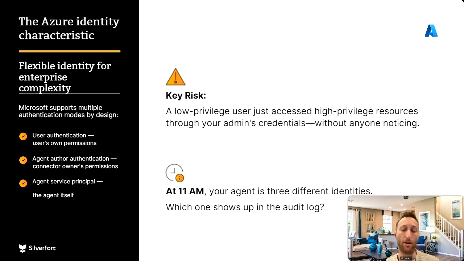And it's not a bug, right? This is exactly how the system is designed. Most teams don't realize which mode each connector is using until something really happens, right? Because it can be very confusing. In one prompt, just like I showed before, you can have three different identities used by the same agent.